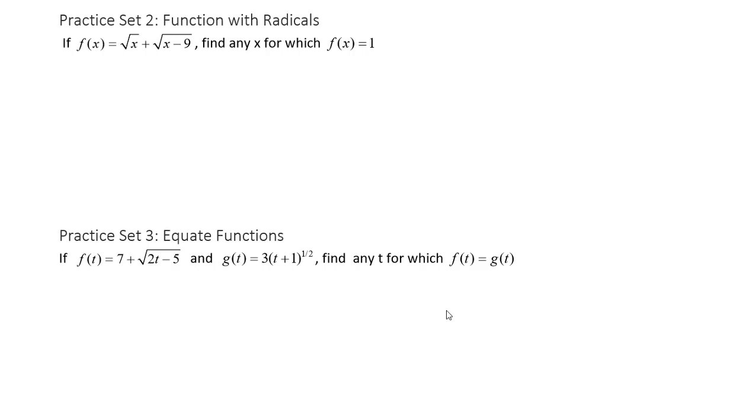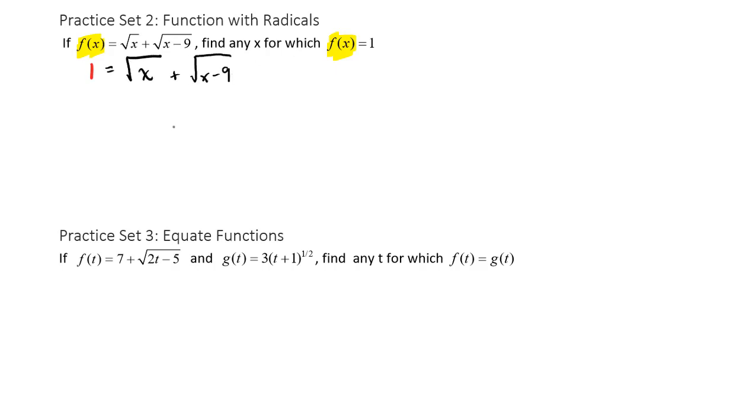We're going to continue looking at radical equations, but with respect to functions and when they are and are not true. In this practice set, we're asked to find, if f of x equals radical x plus radical x minus 9, any x for which f of x equals 1. So we will replace the f of x, and this will give me 1 equals root x plus root x minus 9.